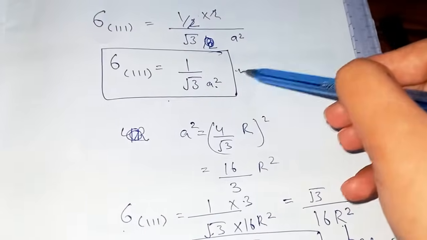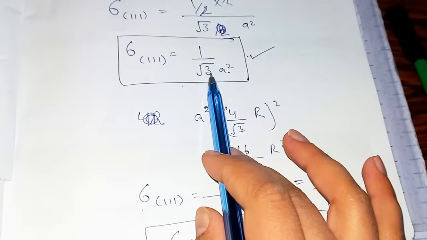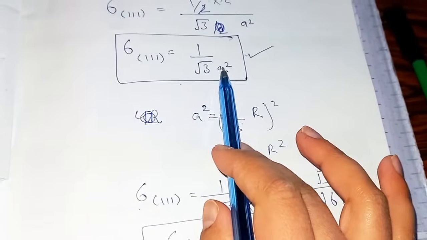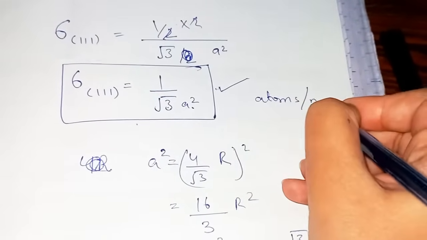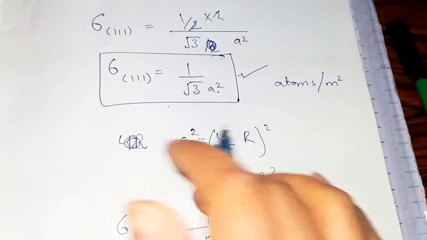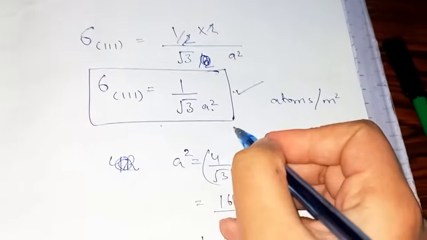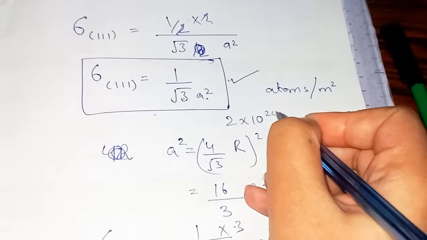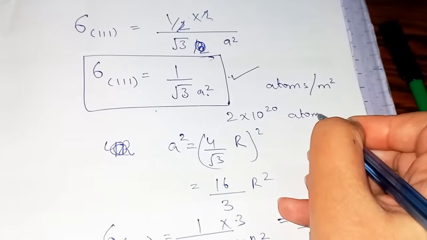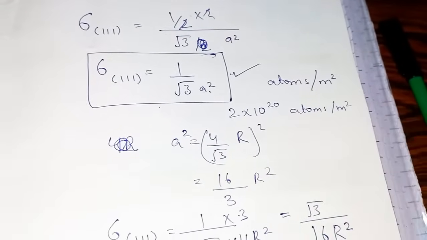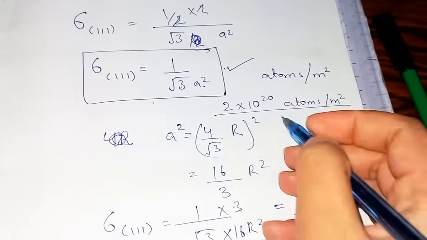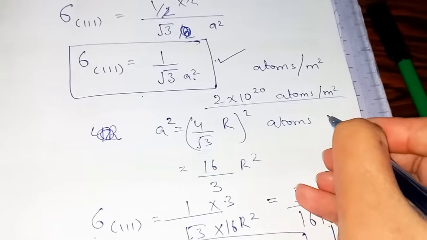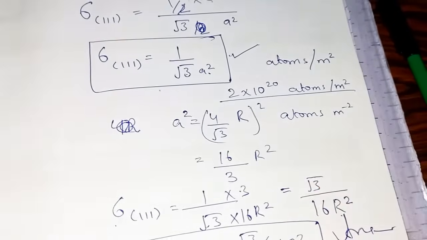And this is the atomic density, planar density in terms of lattice parameter, and they have units of atoms per meter square. Whatever results you get, for example 2 multiplied by 10 to the power 20, you are supposed to write atoms per meter square as the unit of planar density. Or you can write it as atoms per meter square as well.